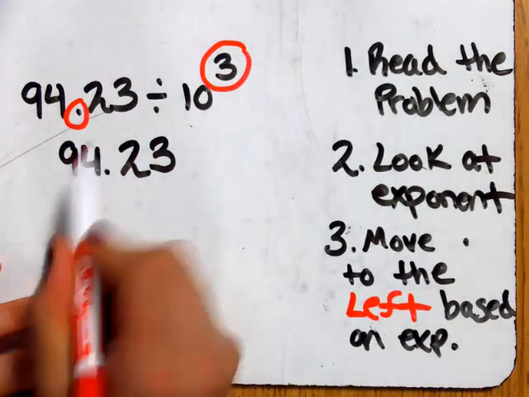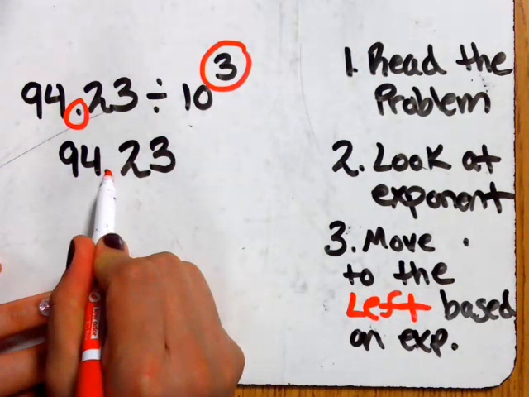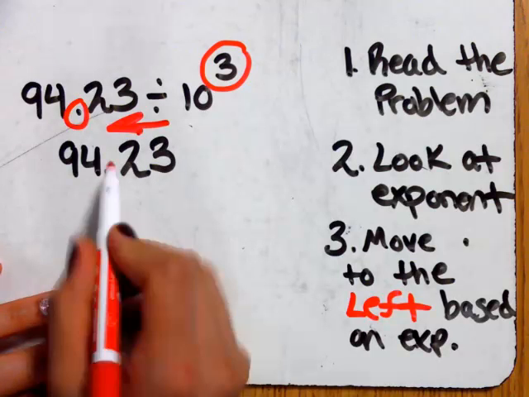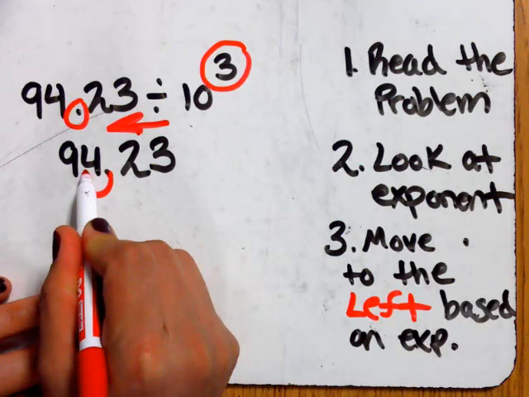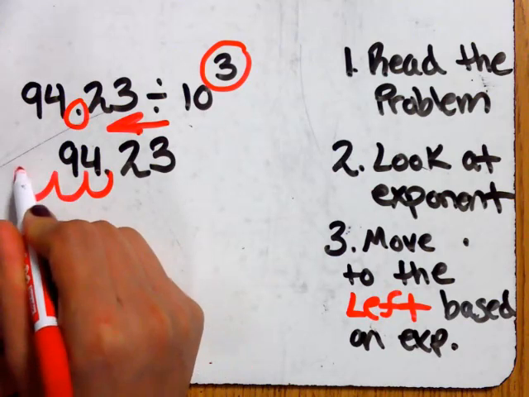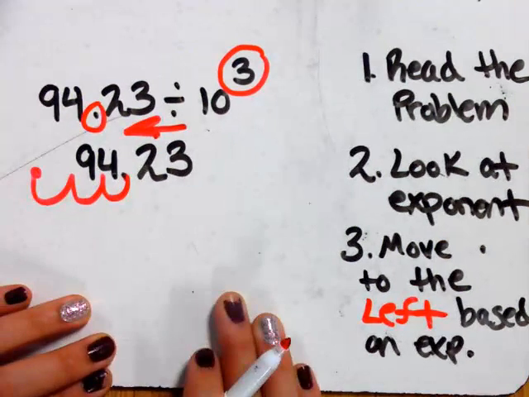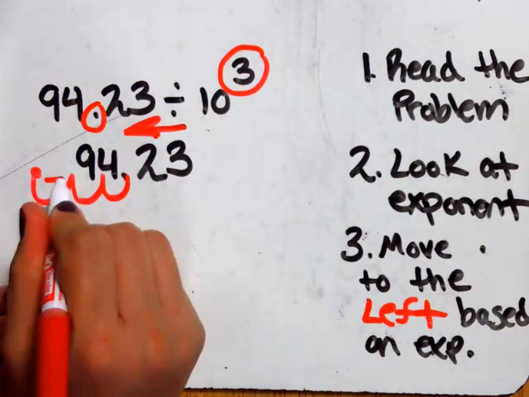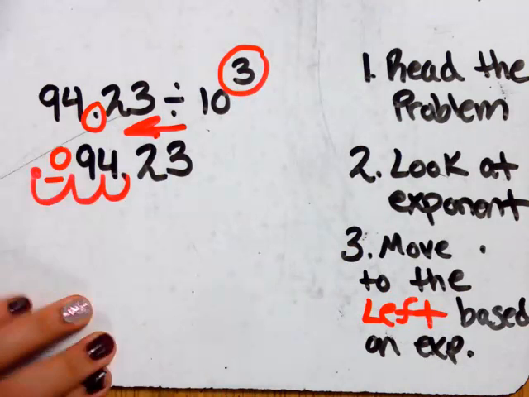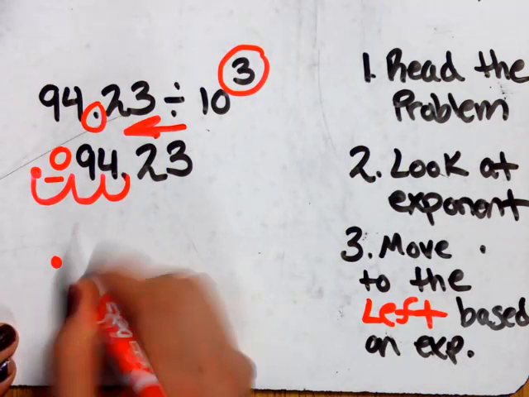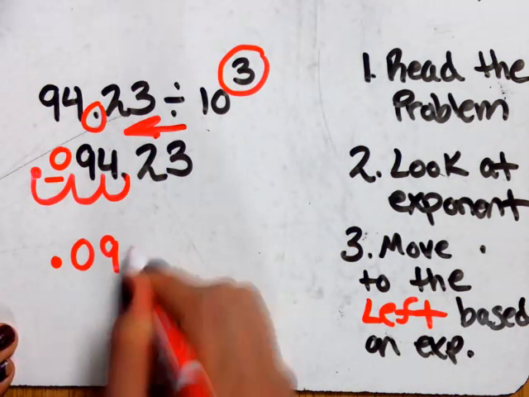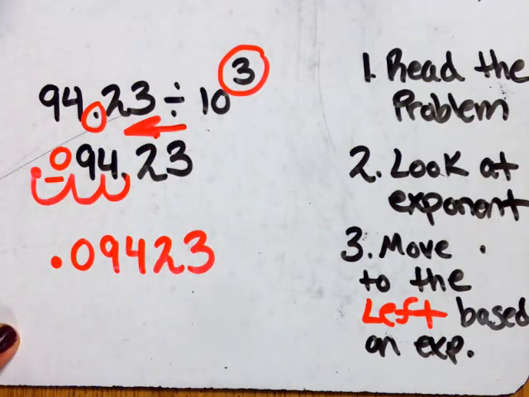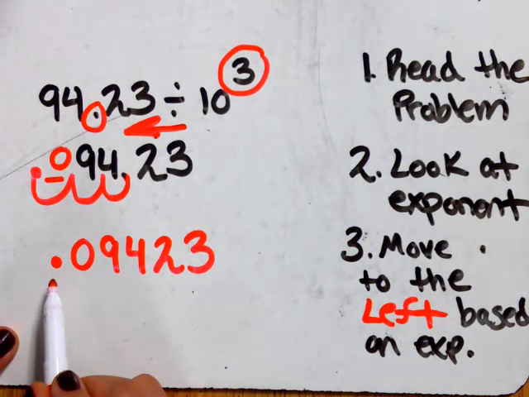So now I literally put my pen on the decimal, and now I'm moving the decimal to the left. So now I'm going to count. 1, 2, 3. And now my decimal is right here. And it's 3 spots because the exponent says to move it 3 times. Well, again, I have an empty space here. I put a 0. And now I rewrite my number. It's 0.09423.